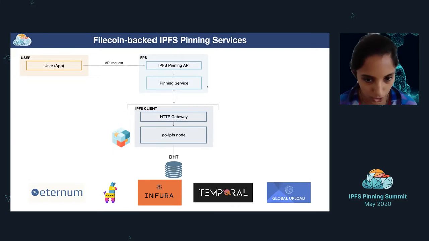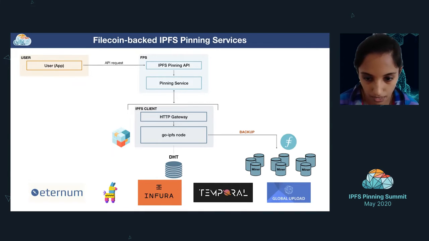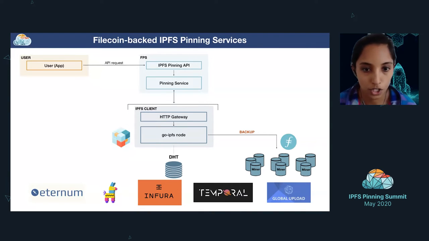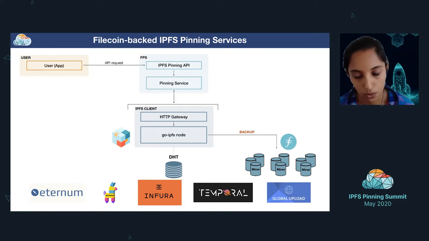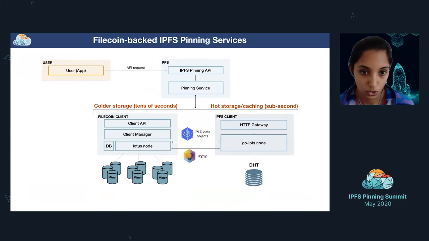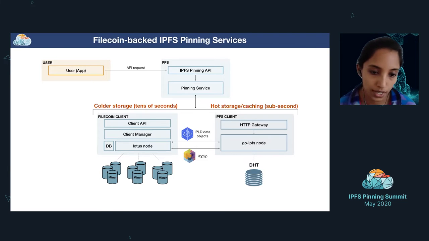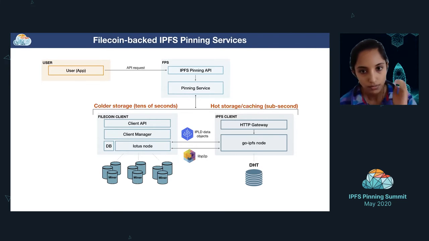The first integration opportunity, which is pretty straightforward, is just taking all of the data that is currently stored on IPFS nodes and backing it up to the Filecoin network. The second option deserves a little more explanation, and we think of these as truly Filecoin-backed IPFS pinning services. In this model, you can think of IPFS as the hot storage layer or caching layer, and the Filecoin network as the colder storage layer.